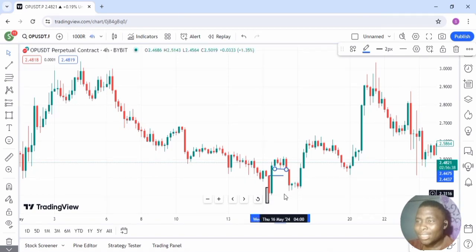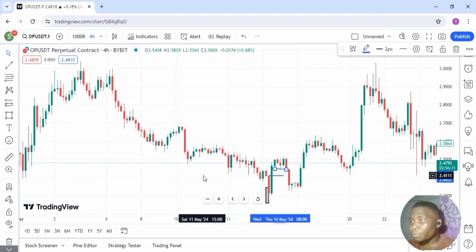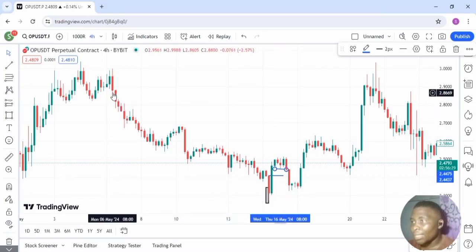Look at this. This is a bullish fair value gap, and this is a bearish order block. Now look at this. From here, trade started coming down. When you look here, you see that there's another block here too. There's a bearish order block.